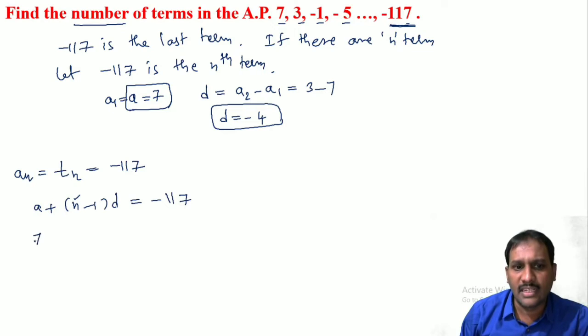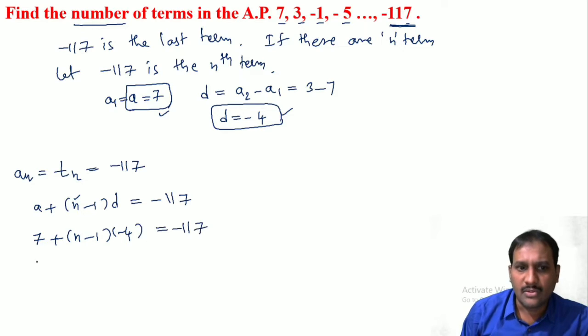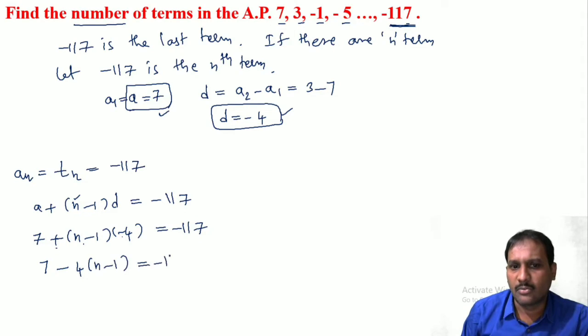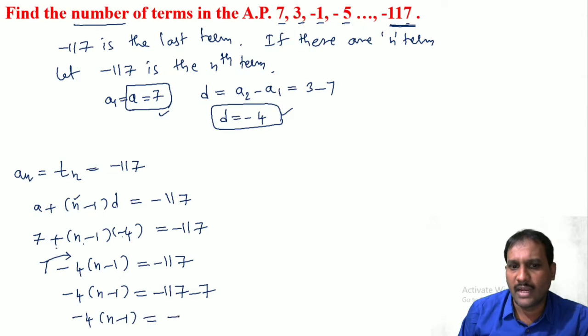So what is the a value here? 7. a is 7 + (n - 1) into d. d is -4, is equal to -117. So 7 + (-4) into (n - 1) is equal to -117. So -4 into (n - 1) is equal to, transposing 7 to the other side, -117 - 7. That is -4 into (n - 1) is equal to -117 - 7, which is -124.